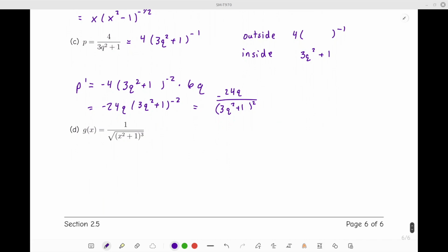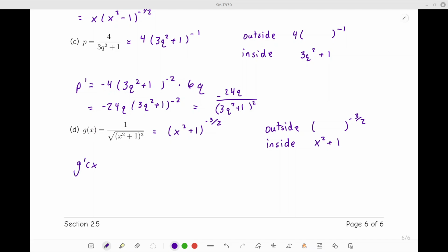And in the spirit of what we did for part C, for part D, the first thing I'm going to do is bring that up as x squared plus 1 to the negative 3/2. Now you might ask, where did the square root go? Remember, the square root is the same thing as the 1/2 power. So when I do 3 times 1/2, that's where the 3/2 is coming from. And then I brought it to the top, so that's why it's negative. So our outside function is just the negative 3/2. And our inside function is the x squared plus 1.